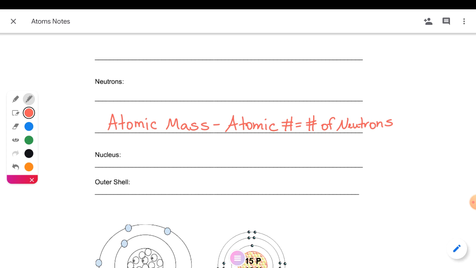Okay, what is a nucleus? The middle of the atom. So the center of the atom. And it's where what's located? Protons and neutrons. Okay, it's where the protons and the neutrons are.